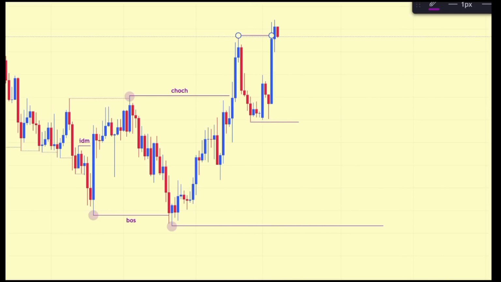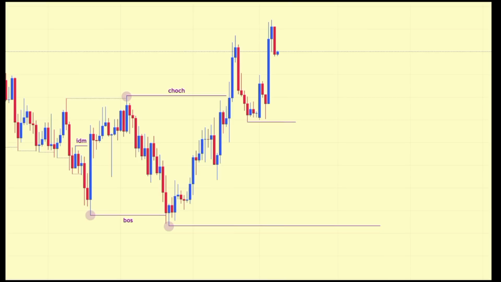It's because this recently formed valid pullback occurred after a change of character, after a break of structure. In this case it is a change of character, or let's say a bullish break of structure. So this means this one here is our major inducement, and right now I'll be waiting for price to take this before I start marking the POIs. Alright, so let's see what price does.